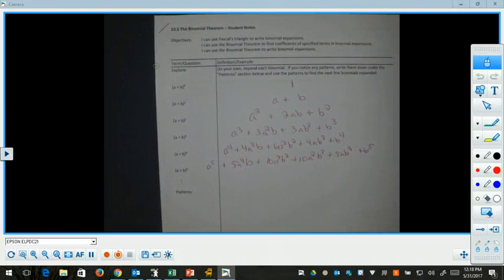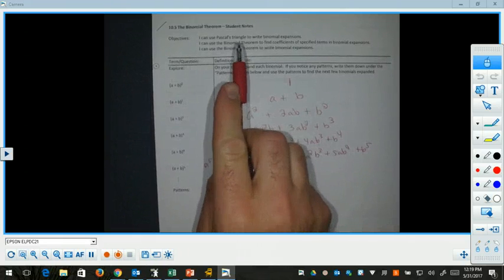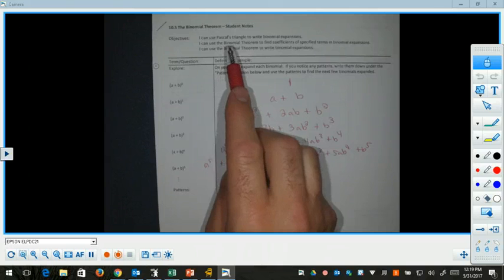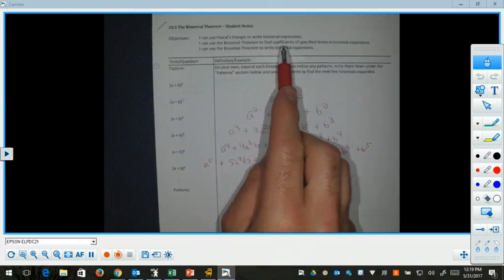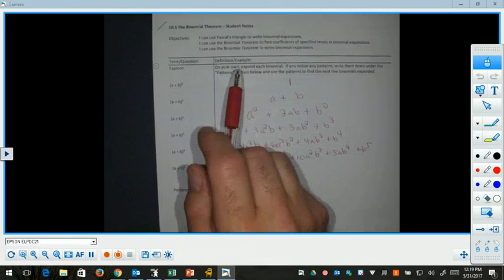Welcome to 10.5, Day 1 Notes, Binomial Theorem and Binomial Expansion. The learning target for this lesson is that you will be able to use Pascal's triangle to write binomial expansions, and that you can use the binomial theorem to find coefficients of specified terms in binomial expansions.